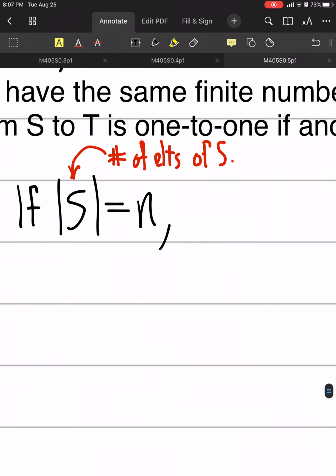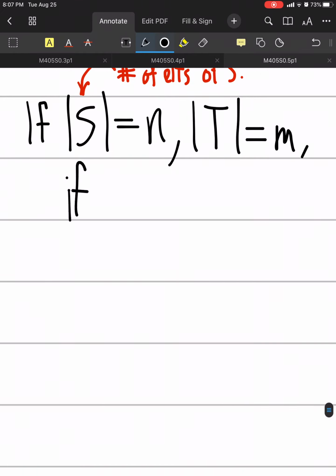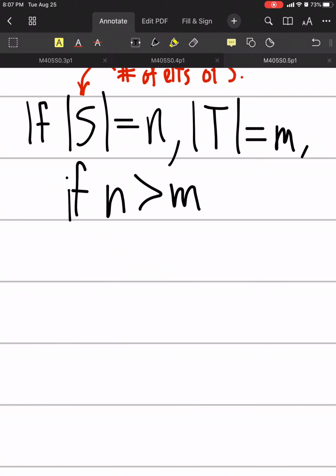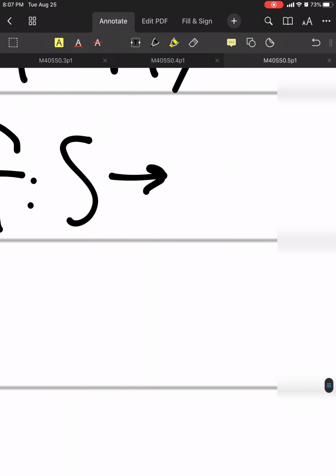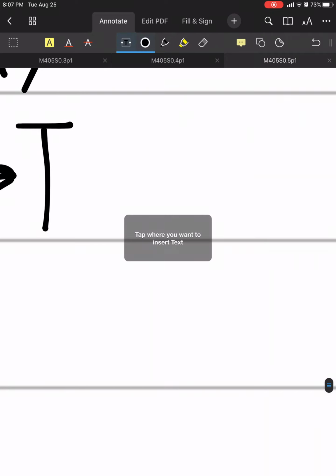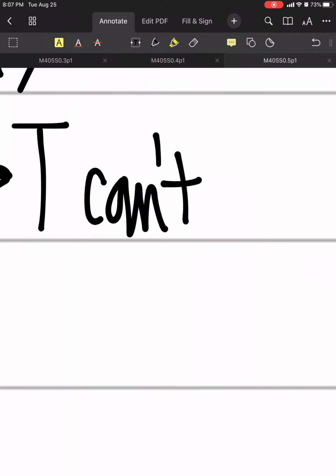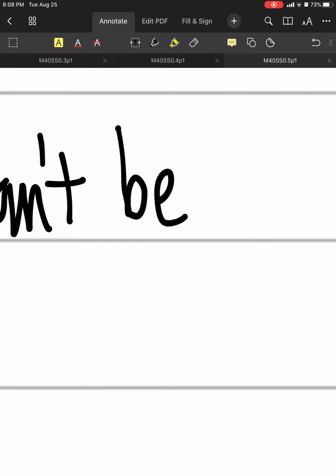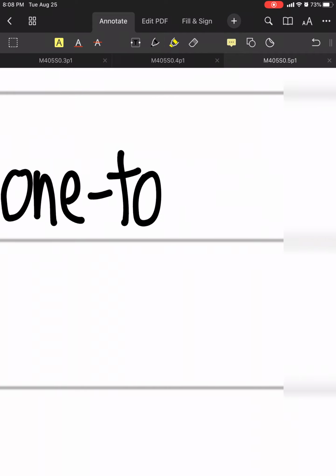So if the size of S is n, the size of T is m. If n is greater than m, well, here that means we have to use at least one element more than once. So that means f from S to T can't be one-to-one, sorry. Because if you try and make it one-to-one, you're going to have elements left over in S, and you have to assign every element in S to make a function in the first place.